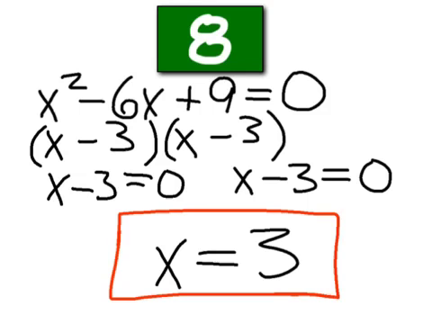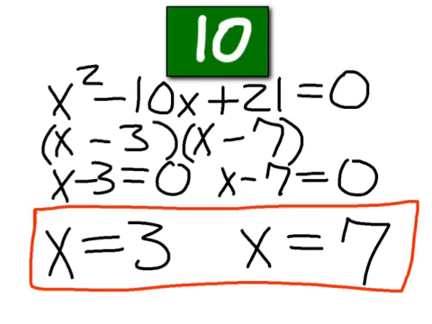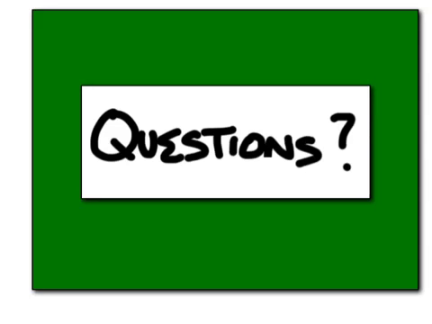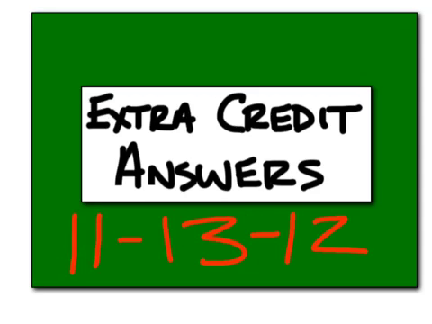8 should just be 3. They both come out as 3, so you can just write it as x equals 3. 9 should be 4 and 6. And 10 should be 3 and 7. Alright, any questions over the homework? Anybody have the extra credit from last Thursday? Okay, anybody with the extra credit from yesterday?